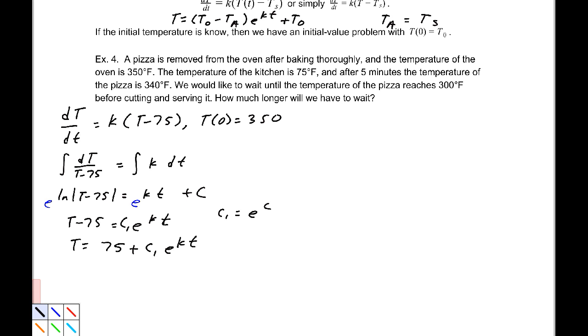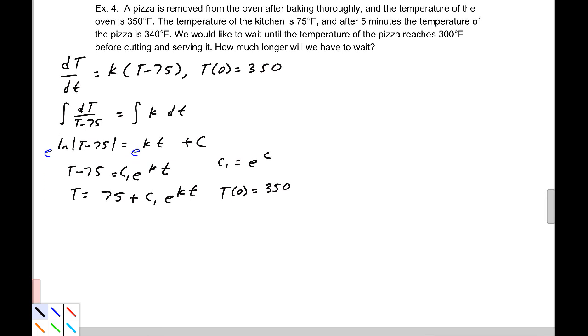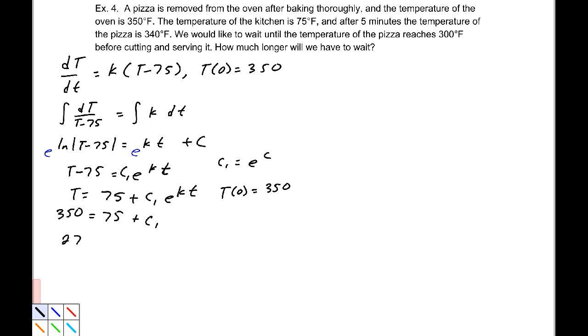Now let's use our value of T of 0 being 350 to solve for C1. Again, evaluating 0 for t, this becomes C1 plus 75 equals 350. Subtracting 75, we have 275 equals C1. So that our particular solution is T equals 75 plus 275 e to the kt.